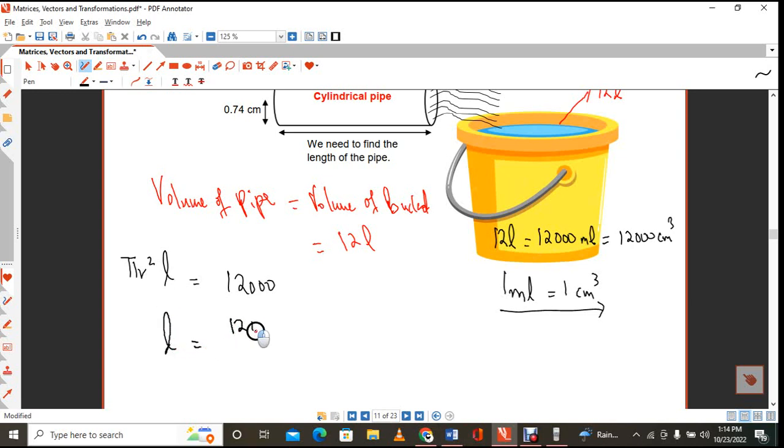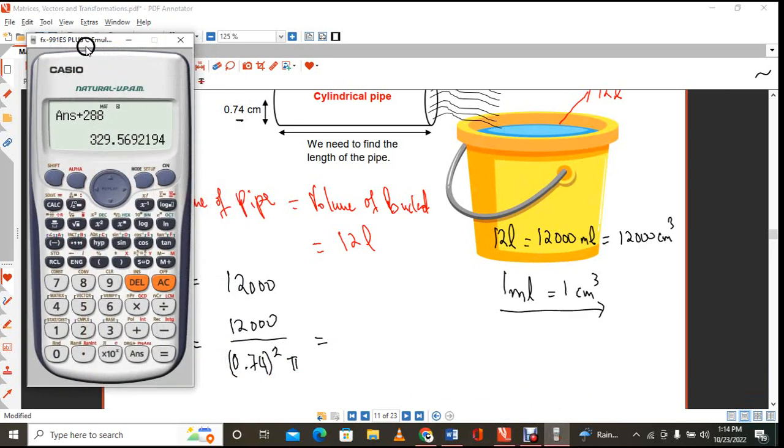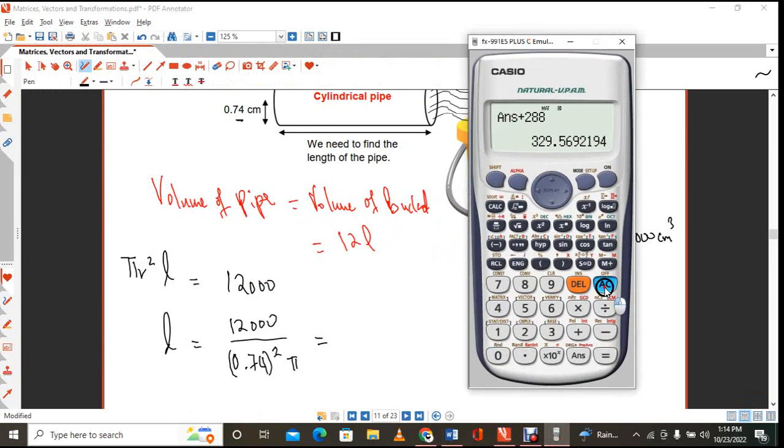will be 12,000 divided by, because you see the radius is in centimeters, that is why we had to change everything to centimeters, 0.74 squared times pi. That is going to give us the length. So let us see what that length is equal to, the length of the pipe.